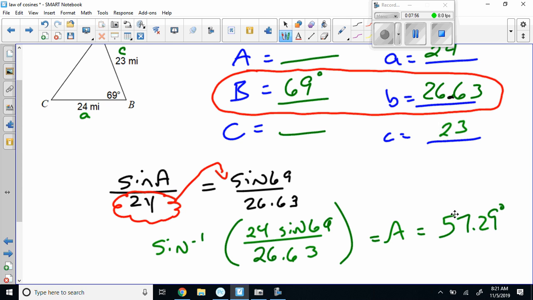57.26. You did C first and found A. All right. So if you do C first and find A, and we're going to two decimal places, you're going to probably be off on the hundredths, right?